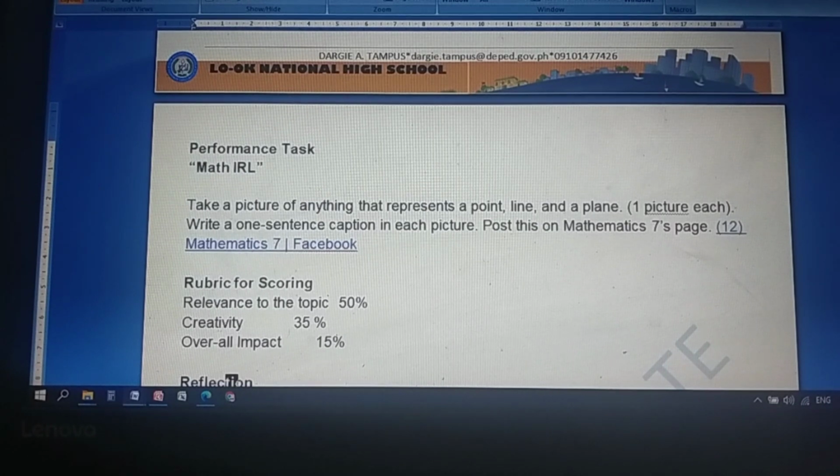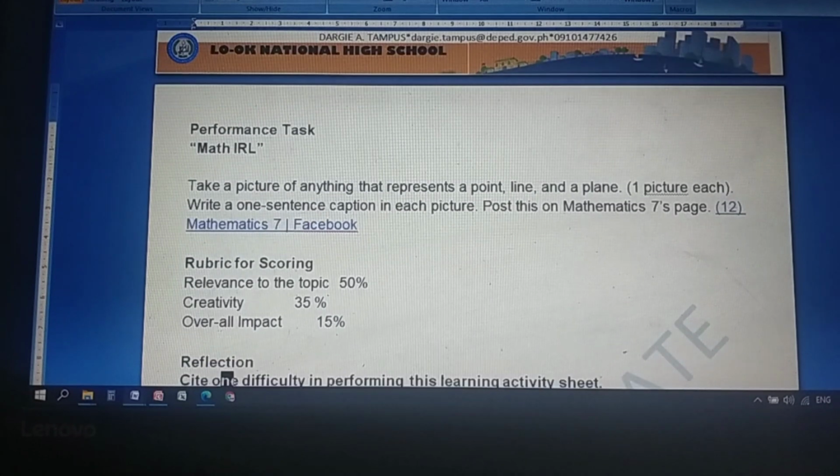So how to do this? You're going to picture the object using your cell phone or your parent's cell phone, and then you can edit it and add text. Just a one-sentence caption. And then you're going to post this on my Mathematics 7 page. I will just send the link in the respective group chat of each section.